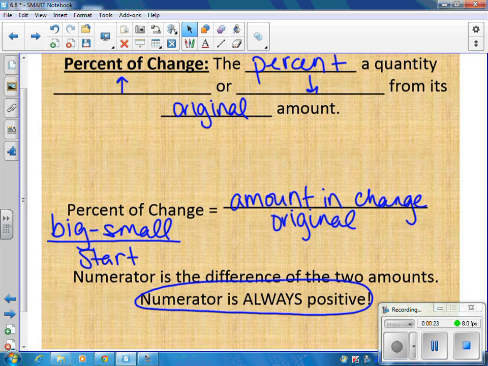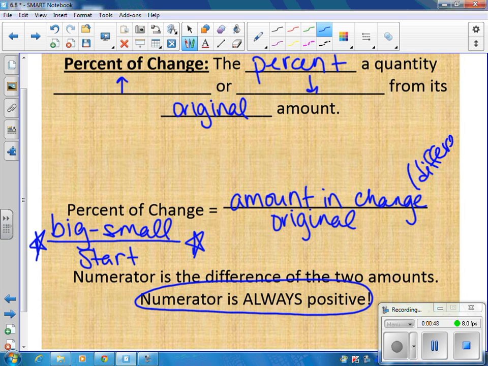We take the amount of change and we divide that by the original value. Something you need to make sure that you have in your notes is this fraction right here. We always want that numerator to be positive. Because we want the numerator to be positive, when we calculate that amount of change, that difference, which is another way to say we are finding the difference between the two values, we always want to take big minus small. So I'm going to take the bigger number minus the smaller number.